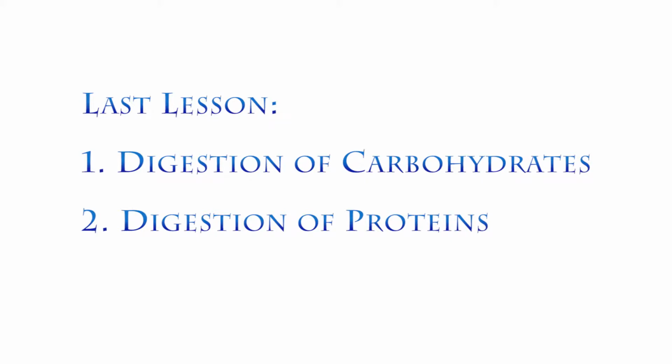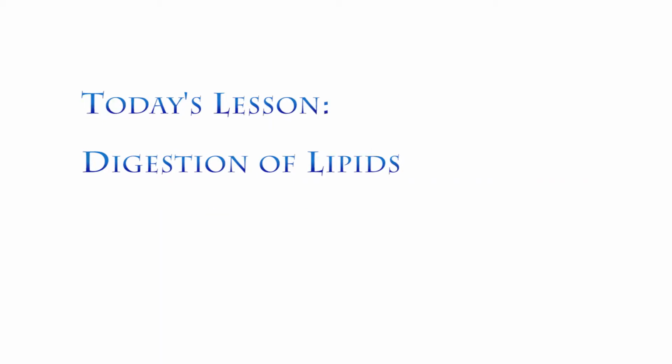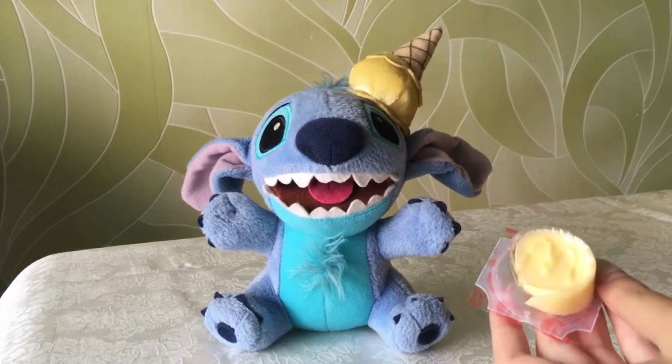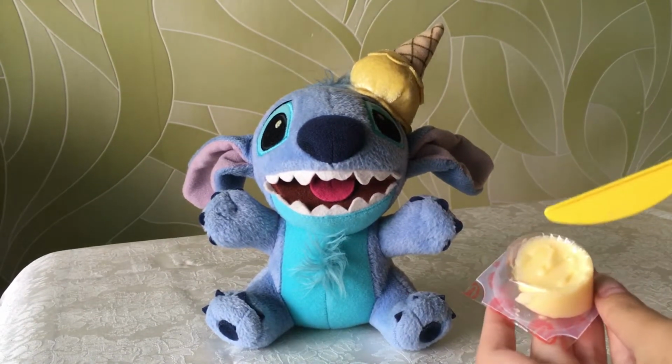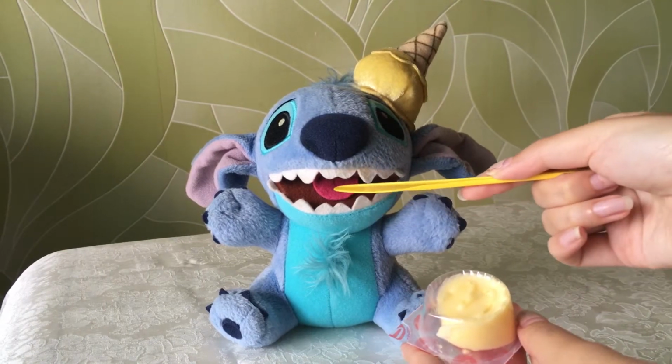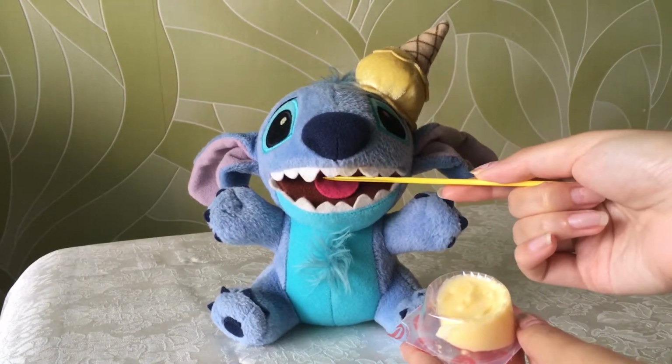In the last lesson, we have learned the digestive pathway of protein and carbohydrates. So, in today's lesson, we are going to learn the digestion of lipids. This is Stitch. He loves to eat butter, and butter is made up of lipids. So now, let's investigate how the lipid can be digested throughout the alimentary canal.